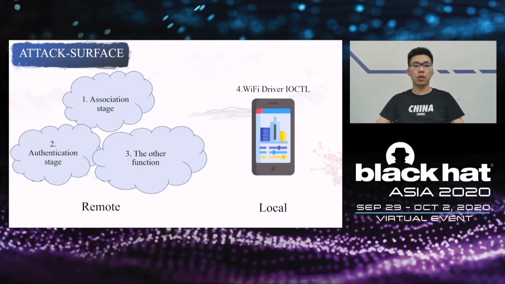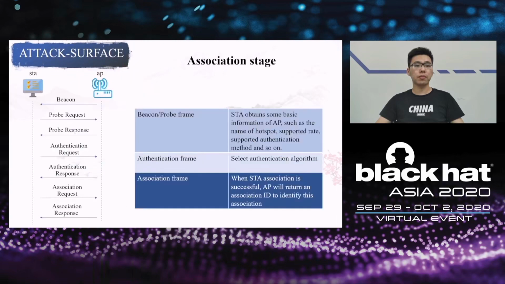The software can communicate with the Wi-Fi driver through the IOCTL control interface of the Wi-Fi driver. Because the code is in the kernel driver, the code running authority is very high. If there is a vulnerability, it can cause local privilege escalation. Well, we mainly focus on the remote attack surface.